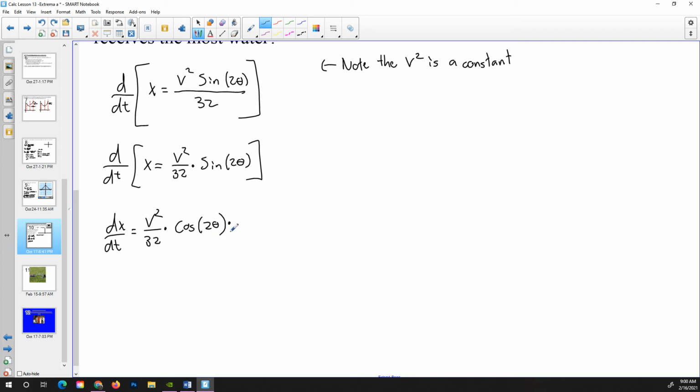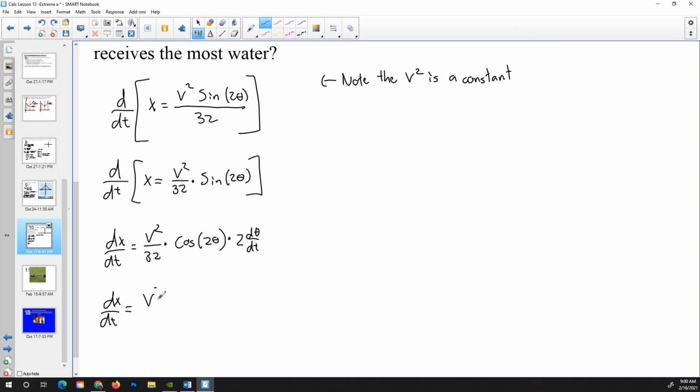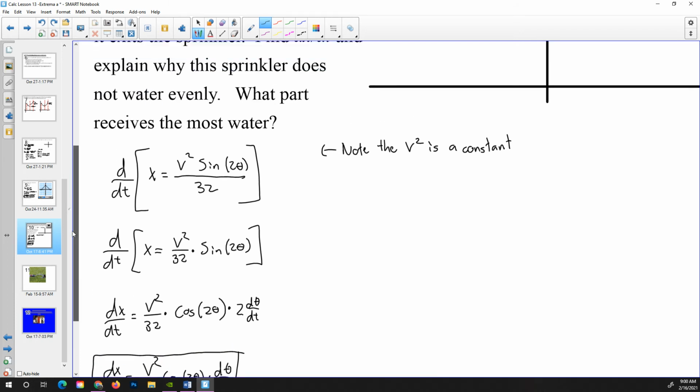And then we multiply by the derivative of what's inside. So this will be 2 times the derivative of whatever theta is with respect to t, so d theta over dt. Now let's simplify that. The 2 and the 32 will cancel out. So dx over dt will give us a final value of v squared over 16 cosine 2 theta times d theta over dt. That is our dx over dt. That is the first portion that they asked for.